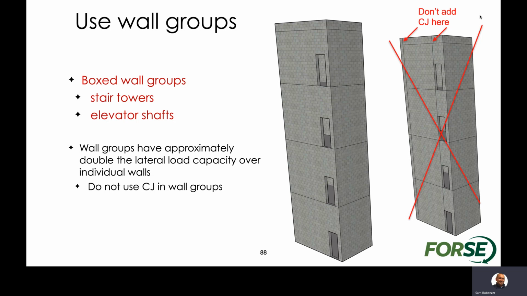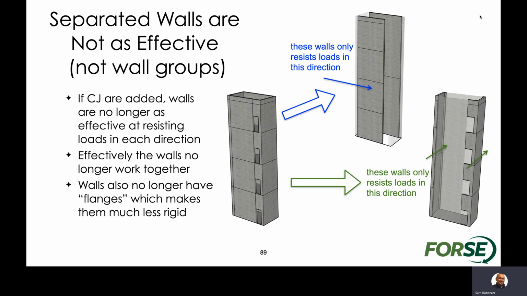I maybe have some openings, but just like for the lintels, I don't want to have control joints near openings. Here for these shaft walls, I have an additional reason not to put control joints in. If I put them in, I reduce the overall capacity of my wall group, my lateral in-plane shear capacity. Really, if I put in control joints, then all of a sudden I have just parts of those shafts that are able to resist the load.